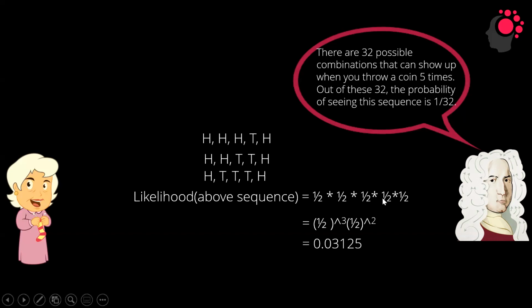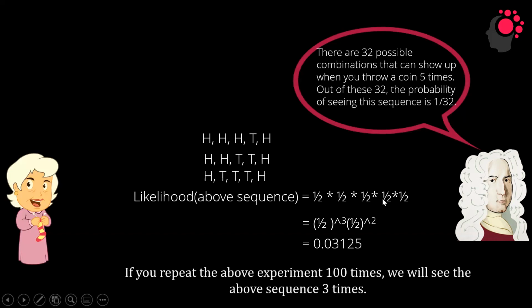Now, how do I interpret 0.03? If you repeat the above experiment with 100 people, you ask 100 people to throw the coin 5 times, and you then record all the sequences that they've seen. Out of those 100 people, approximately 3 people would be seeing this exact sequence: 2 heads followed by 2 tails, and then followed by a head. That's how you interpret this probability, which is 3%, 3.125%.